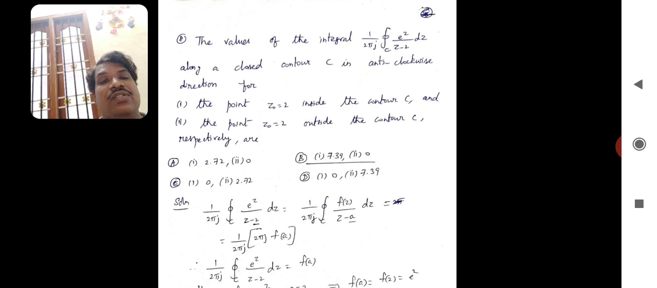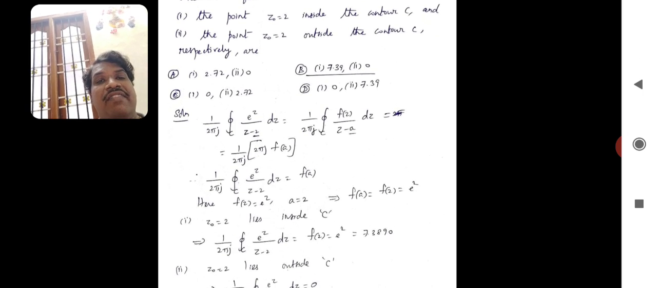Okay, right? So therefore I will get 1 by 2 pi j into 2 pi j into f of a. 2 pi j and 2 pi j get cancelled. So the answer for the integration is simply f of a. And we know that f of z is e power z and a value is 2. So therefore we are going to find the function value at the point z equals 2. So that is f of 2 equals e power 2.